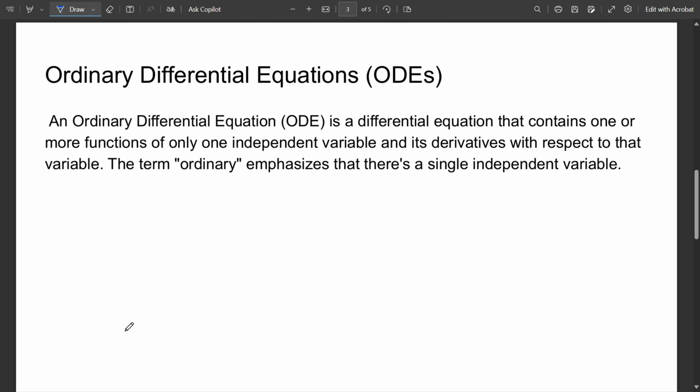So there are two types of differential equations: ODE, the ordinary differential equation, and PDE, the partial differential equation. An ordinary differential equation, ODE, is a differential equation that contains one or more functions of only one independent variable and its derivatives with respect to that variable. The term ordinary emphasizes that there's a single independent variable, for example, like dy by dx.